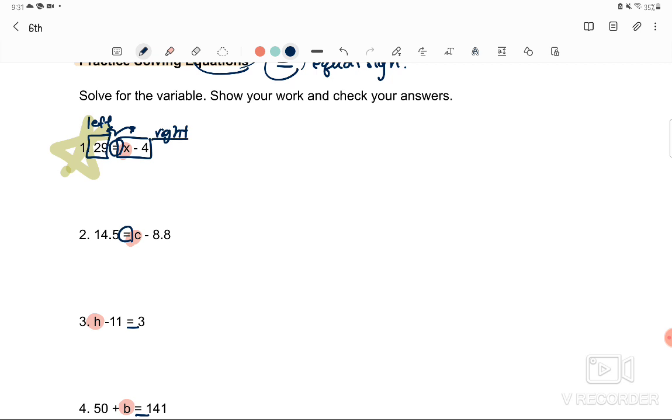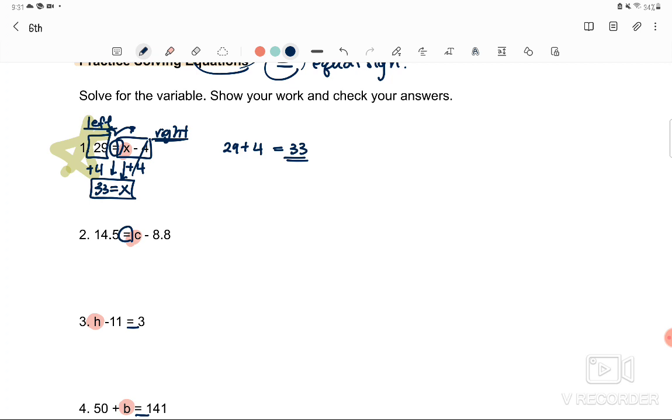In order to solve, you have to get the variable by itself. So you have to add 4 to cancel off the 4. You have to add the same value. You have to add, subtract, multiply or divide the same number on the right side and the left side. So 29 plus 4 equals 33. So the answer is 33.